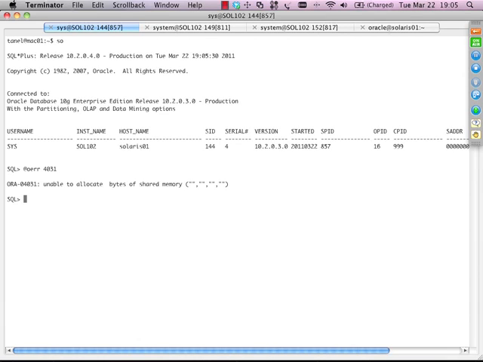So we are mostly talking about ORA. Well, today is about ORA-4031. So let's see what we can come up with here. Before I show some examples, I'll just explain something about the shared pool. I'm going to use a view called X$KSMSP.